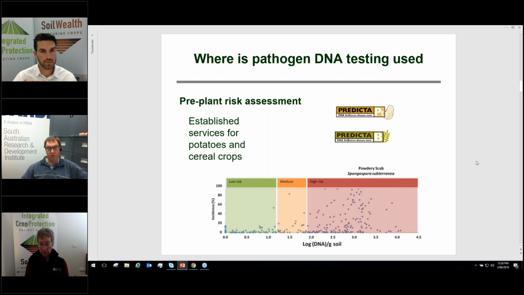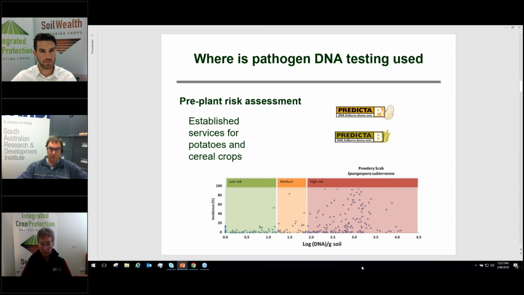They're always useful for diagnostics and other things and assessing trials, but as a pre-plant risk assessment tool, you go through a process of looking at a lot of sites across a lot of environments and a lot of conditions with a lot of inoculum levels. And that's what the graph you're looking at there for powdery scab of potatoes is.